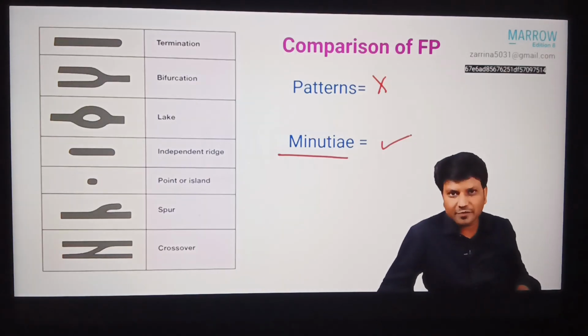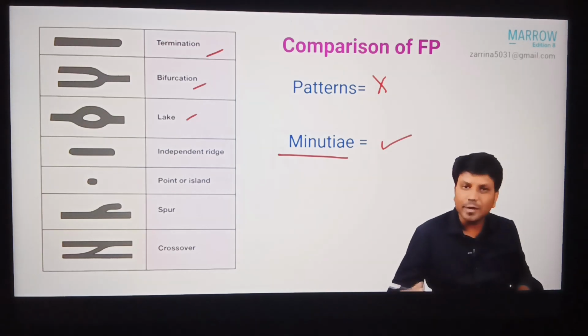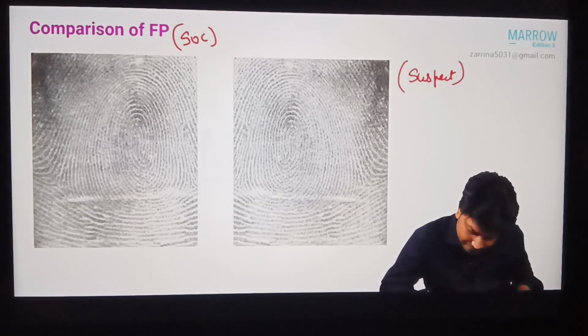There are a lot of ridge characters available. It can be termination, bifurcation, lake. You have a lot of characters. You have to look at that, whether it is matching or not. When you look at this, you can see that here there is termination. Right? So this is called termination. You can see there is branching as well.